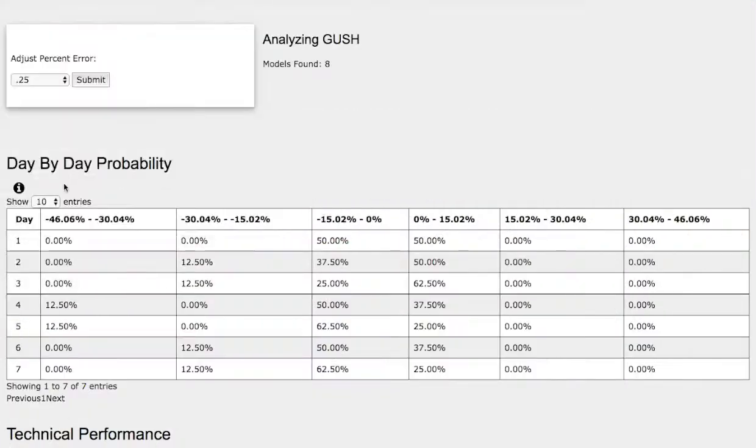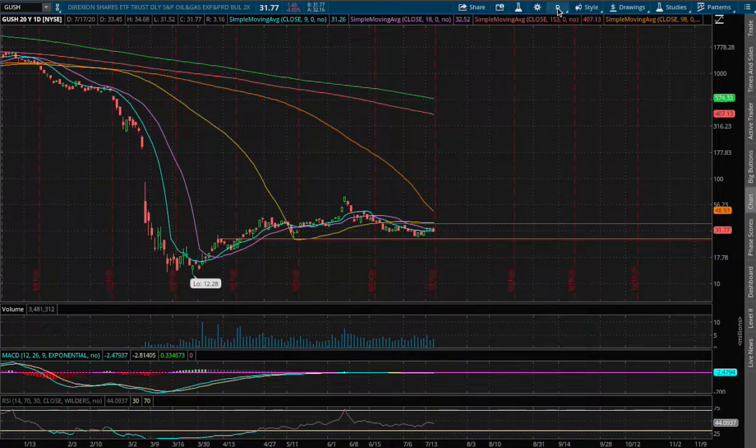In this video, we'll be using the day-by-day probability model as our support and resistance gauges, and these models are based on past trends that are similar to the current trend, but not identical, so do keep that in mind. So let's start off with the technical analysis for GUSH.